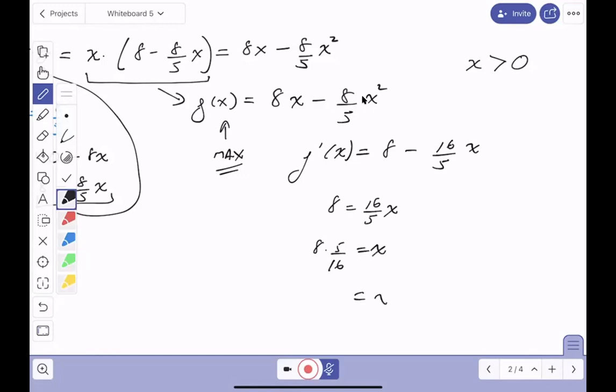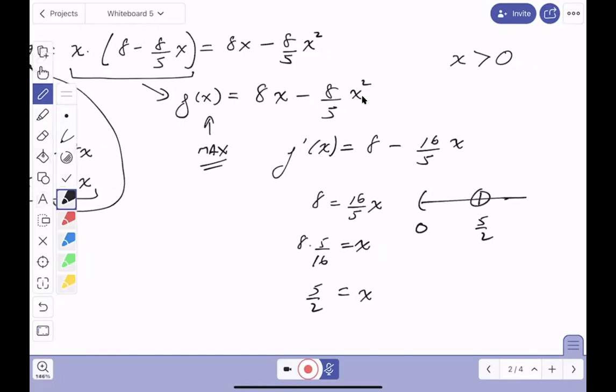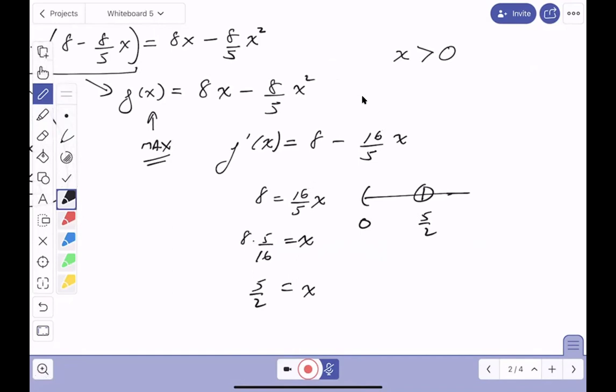And then you'd get x equals 5/2. Let me do my analysis. It starts at 0. This is 5/2. And we're analyzing the derivative. And the derivative is pretty easy. I'm looking at it. This is the derivative over here.